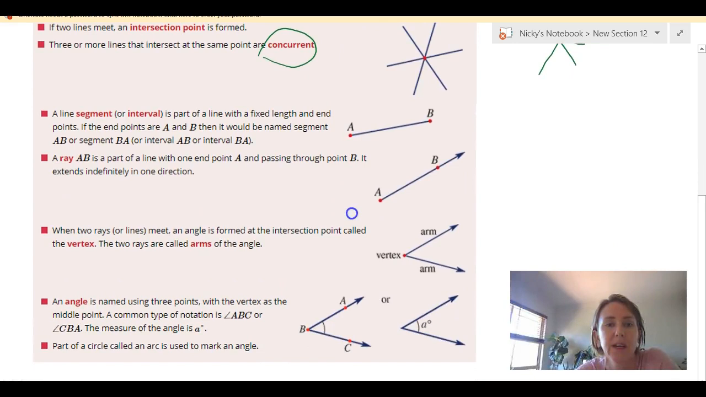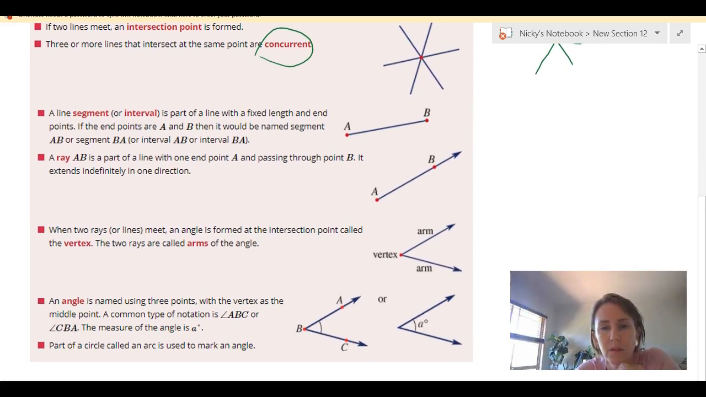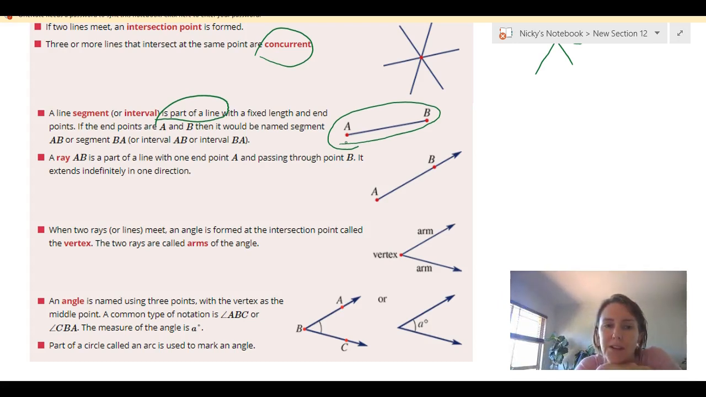Next one. A line segment, or we can also call it an interval, is part of a line with a fixed length. That means that it stops at some point, so there would not be any arrows on this line, and has end points. So if the end points are A and B, in this example we would call it segment AB or segment BA if you must. But alphabetical makes me much more happy. So try and do it that way. So line segment AB.